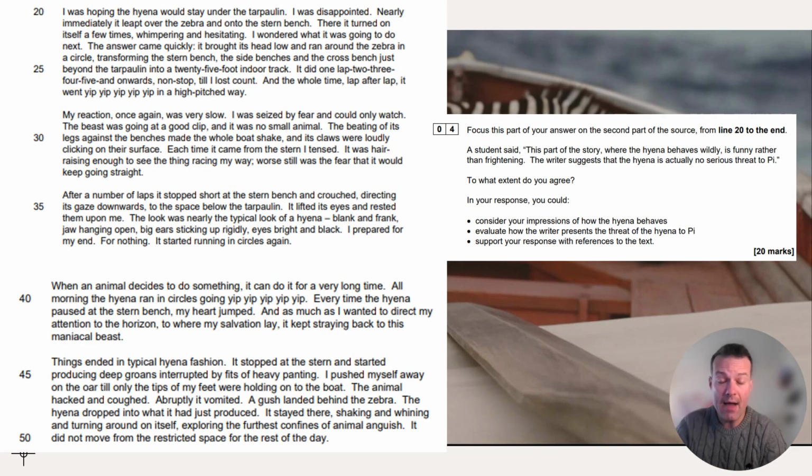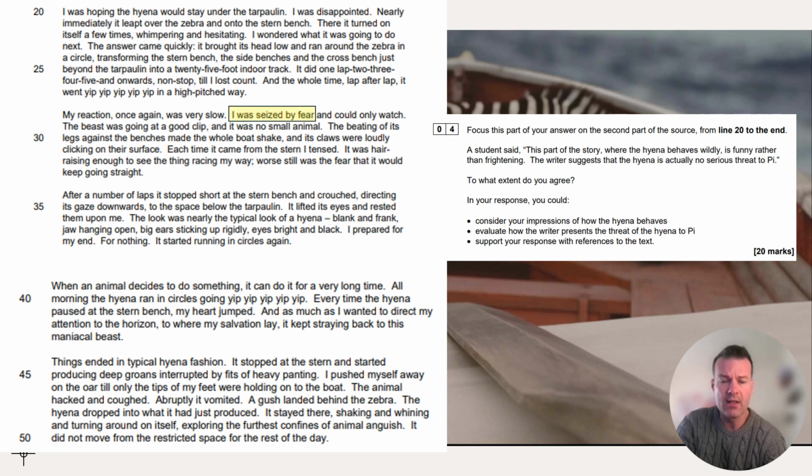So let me show you how I would plan my answer. I'd look through and I'd probably agree with this student that I find this more funny than frightening, but I can understand how people can see it as frightening. That's going to form part of my evaluation. So I'm going to start off by saying unquestionably I agree. Absolutely, just a one-line statement in my answer, which I'll show you later in this video.